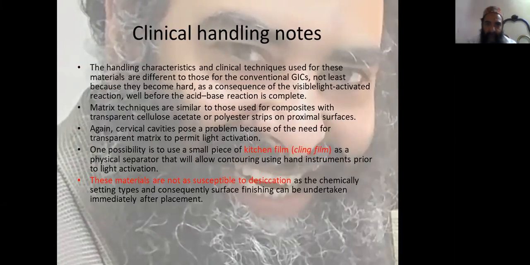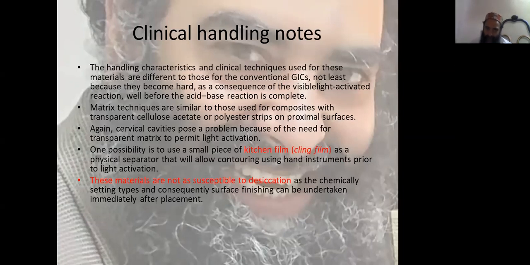Now, clinical handling notes. Handling characteristics and clinical techniques used for these materials are different to those for the conventional glass ionomer cements, not least because they become hard as a consequence of the visible light activated reaction well before the acid-base reaction is completed. Matrix techniques are similar to those used for composites and discussed in the chapter on composites, with transparent cellulose acetate or polyester strips on proximal surfaces.